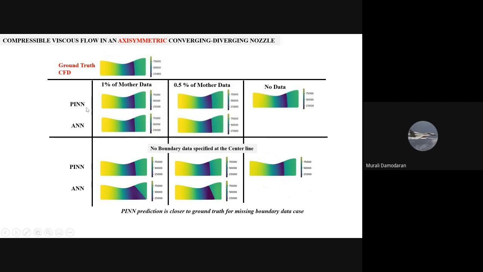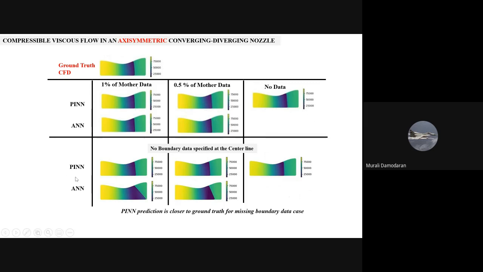So the PINN predicts. The artificial neural network without any physics will only predict for the data set. When there's no data, it is useless. It cannot predict anything. But the network with the physics, even if there is no data, you can get something. So this is the ground truth and this is the prediction, and you can see how close it is. You can actually plot the pressure distribution at the wall and see what happens, but I'm not showing all that here.